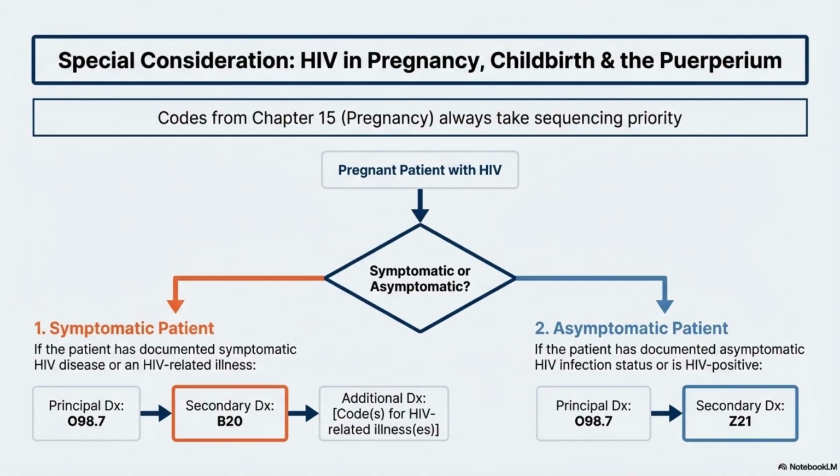When the patient is pregnant, Chapter 15 takes priority. If she has HIV disease, O98.7 first, then B20 plus any related conditions. If she's asymptomatic, O98.7 first, then Z21.